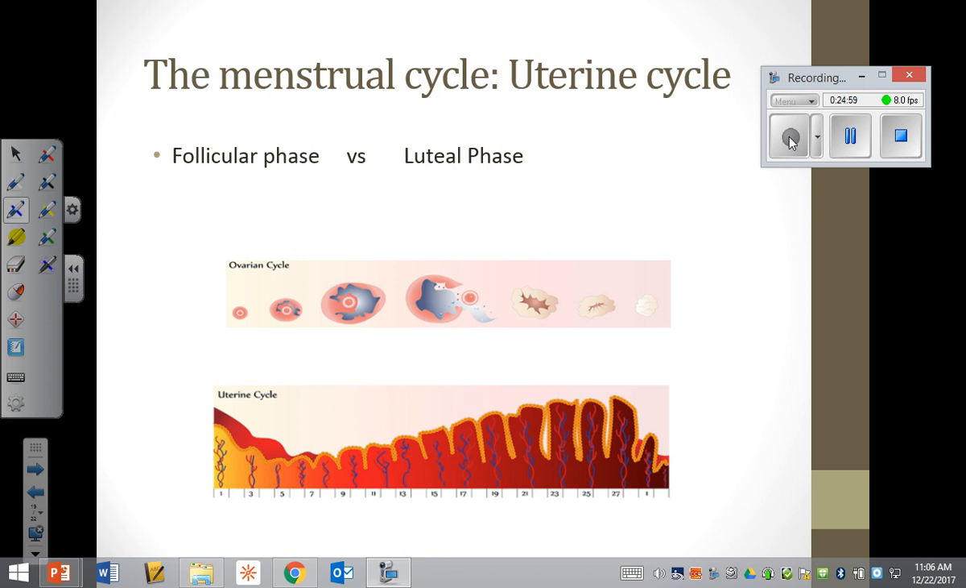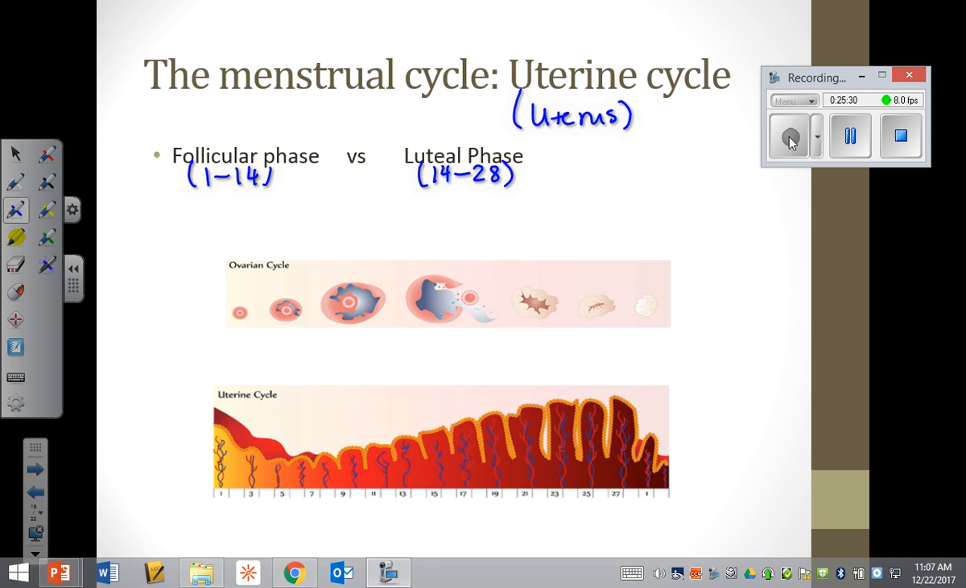Now, even though we're talking about the uterine cycle now, what's happening in the uterus, I like to compare that to what's happening in the ovaries so that you can see how what we just did compares to what's happening in the uterus. So the uterine cycle is where we're talking about the uterus. The follicular phase and the luteal phase are the same days. So follicular is 1 to 14, luteal is 14 to 28. So it's the same division. The first half is follicular, the second half is luteal.